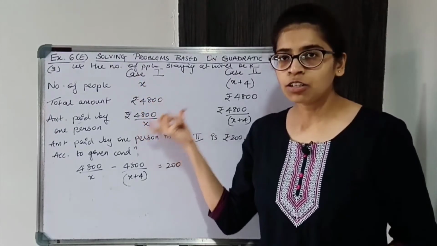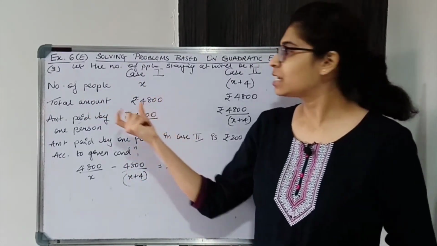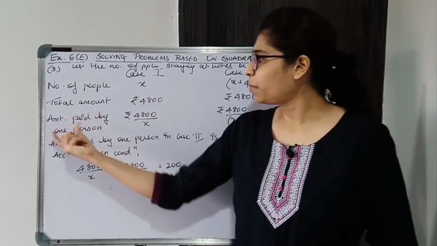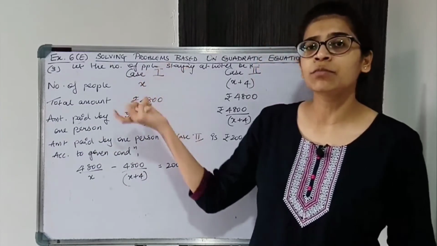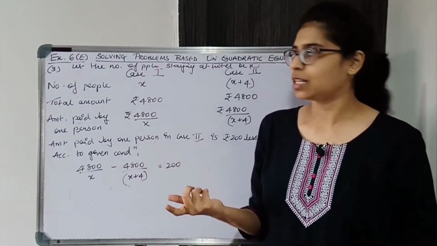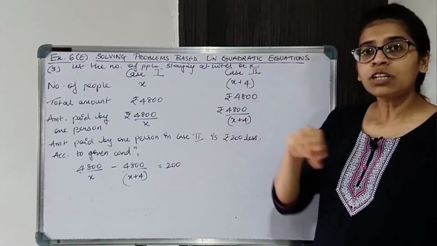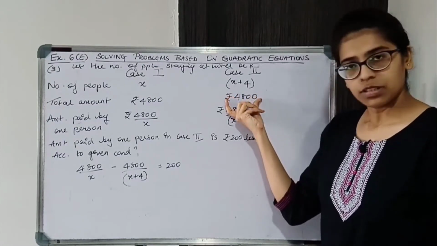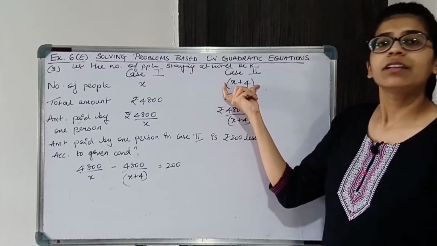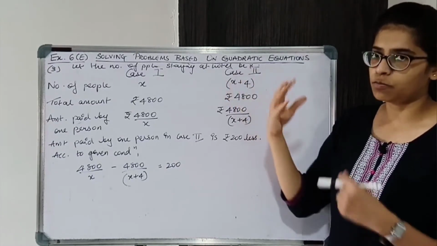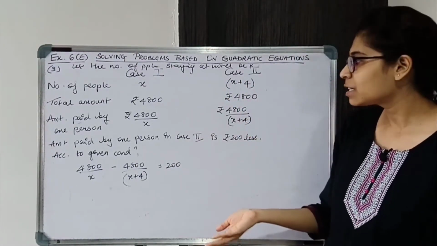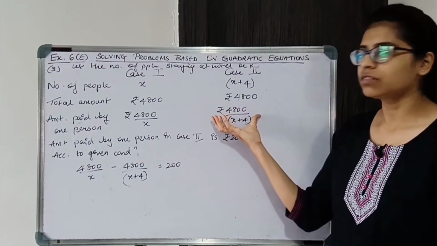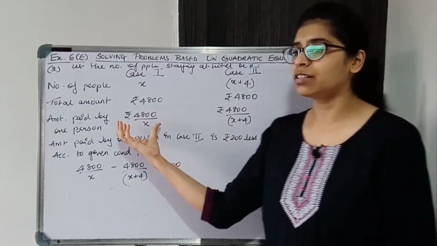So originally the number of people are x. First we'll consider the original case: number of people are x, total amount for the hotel bill is 4800 rupees. Amount paid by one person will be total amount divided by number of people, so 4800 divided by x. In the second case, the total amount to be paid is the same, but the number of people are increased. If the number of people are increased, obviously the amount that each person has to pay will be less, so it will become 4800 upon x plus 4. So here the amount paid by each person is less, here it is more.